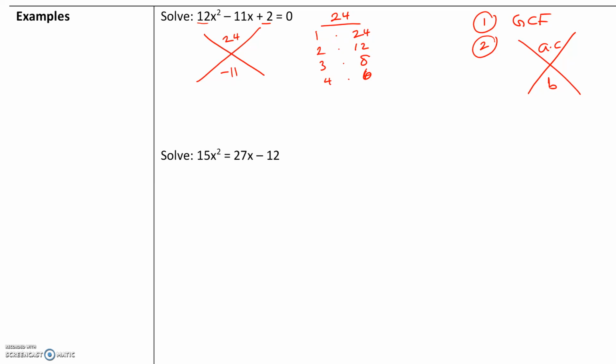Then put in the correct signs. Because the 24 is positive, these have to be two positives or they have to be two negatives. Otherwise, how could you get a positive 24? But since the 11 is a negative, we are going to have two negatives. And then we got to find the two numbers which add up to be negative 11. Those are negative 3 and negative 8. So we have negative 3, negative 8.